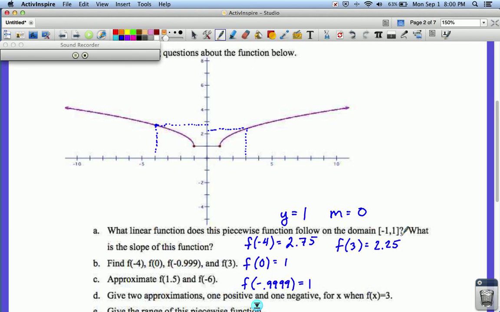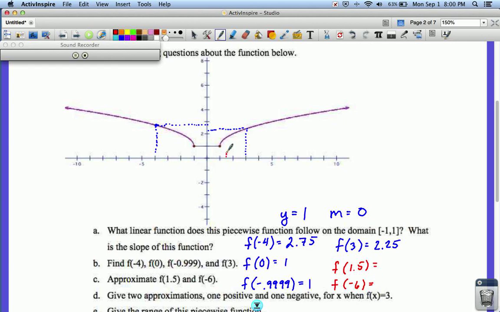Of course, we can't find those exact values if we don't know what this function is. It does appear to be a square root function shifted up one, but we don't know that for sure. No information was given. Part C, we're supposed to approximate f of 1.5, so this looks like more of the same, and approximate f of -6.